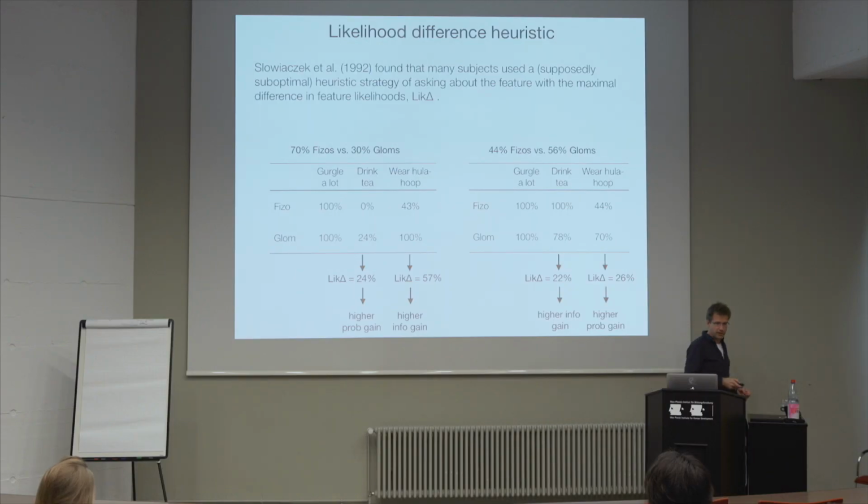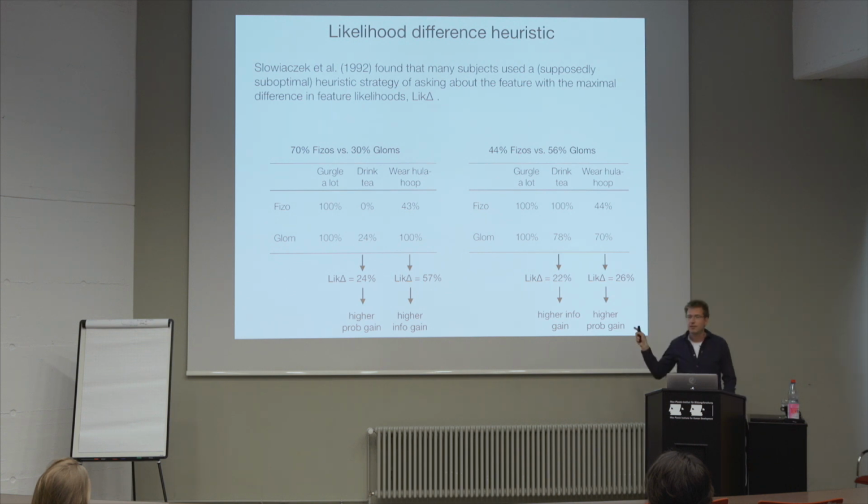Now let's get back to the classic words and numbers task. One of the findings in the literature is that people sometimes use a simple heuristic. It's based on the difference in feature likelihoods. Essentially they look at the feature likelihoods, and maybe some of you did that too, and they check for which feature the difference is higher. So in this case, it's 24 percentage points, and for this feature, it's 57 percentage points. Here it's 22 versus 26. And they take the feature that has a higher difference in likelihoods.